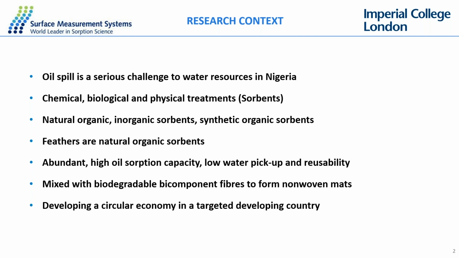I'm looking to use sorbents because they have high oil absorption capacity, low water pickup ratio, and they can be reused. Over 5 million tons of chicken feathers are generated annually from different farms all over the world. This particular product is supplied by Plumo UK, and it is produced by mixing chicken feathers with biodegradable bicomponent fibers to form these non-woven mats.